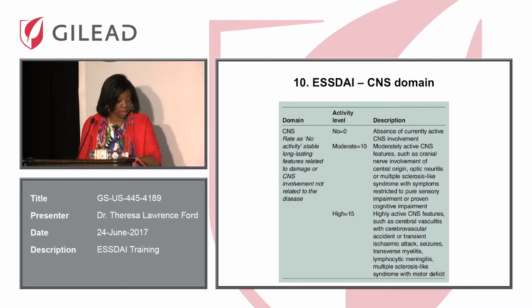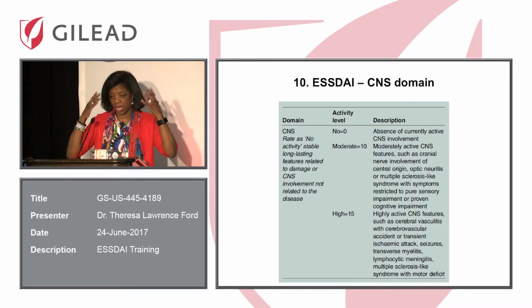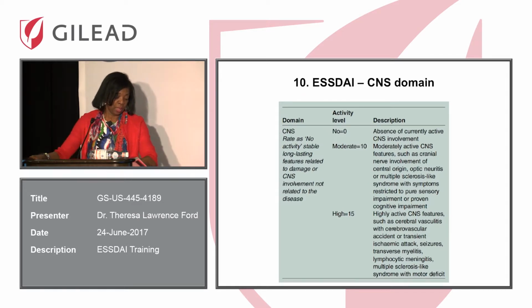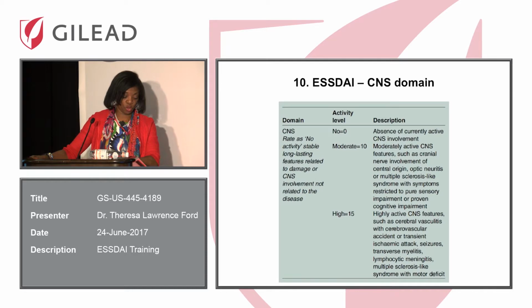And then we go up to an activity level of 10, which would be a moderate. And as we saw before, it's either or, actually, with a moderate or high. Moderately active CNS features such as cranial nerve involvement of central origin, optic neuritis, or MS-like syndrome with symptoms restricted to pure sensory involvement or proven cognitive impairment, and this may be the patient that has white lesions on MRI relating to that MS-like syndrome. High of 15 would be highly active CNS features, such as cerebral vasculitis with cerebral vascular accident, stroke, or transient ischemic attacks, seizures, transverse myelitis, lymphocytic meningitis, multiple sclerosis-like syndrome with motor deficit.